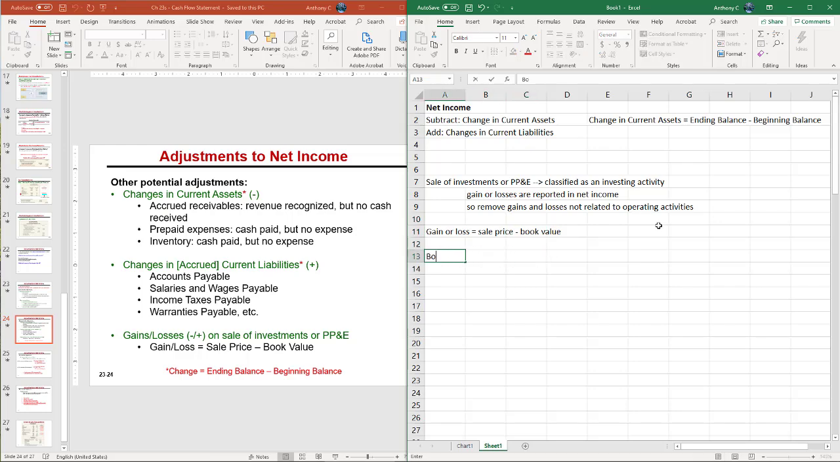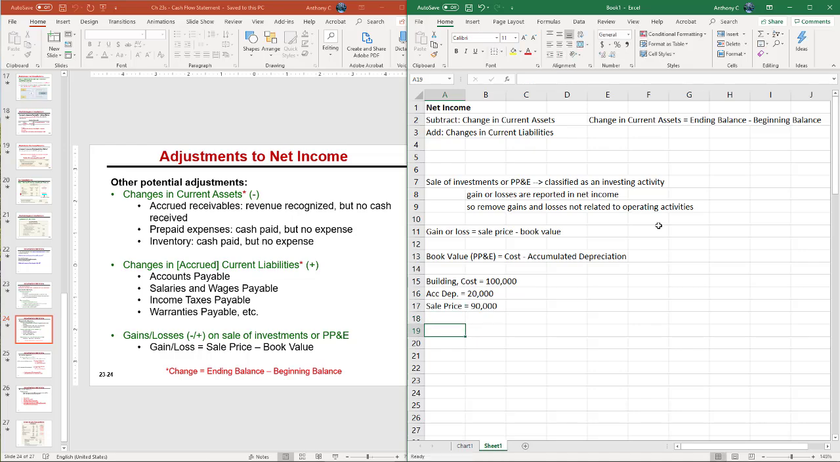Again, the book value of something, for equipment or PP&E, is just the cost minus the accumulated depreciation. So let's just say we have a building. The cost is $100,000. The accumulated depreciation is $20,000, and the sale price here is, let's just say, $90,000.